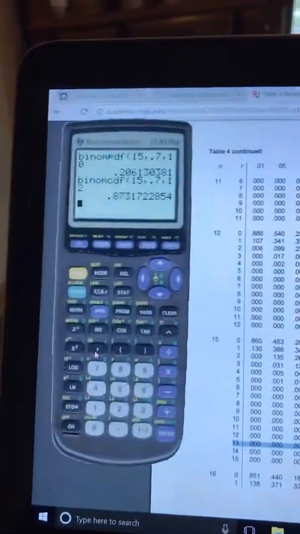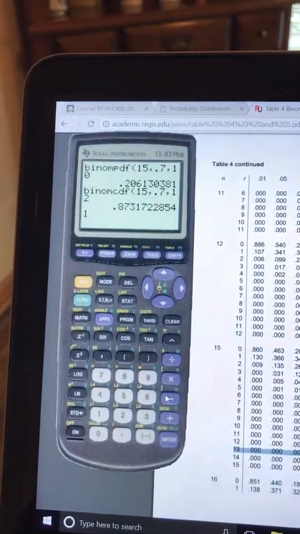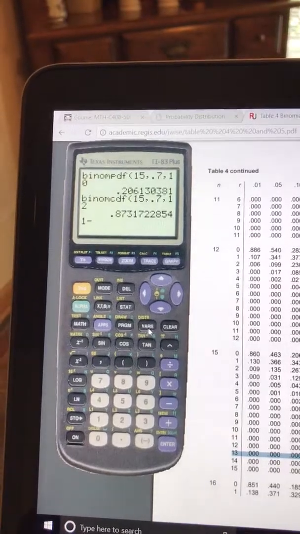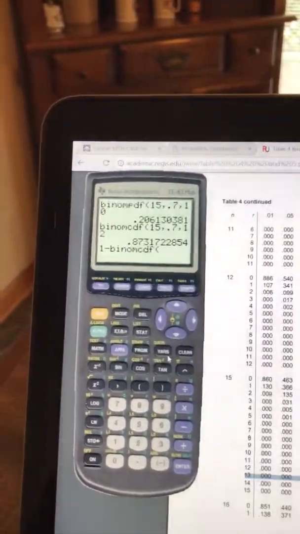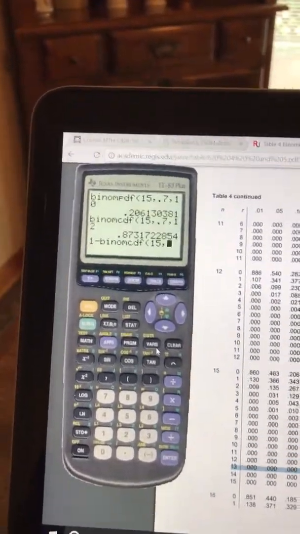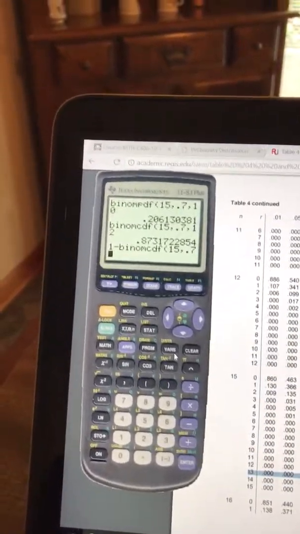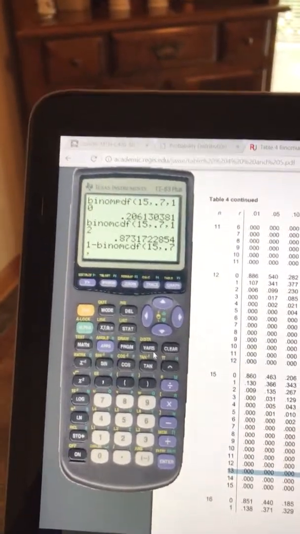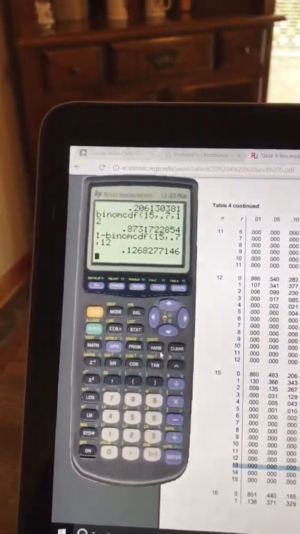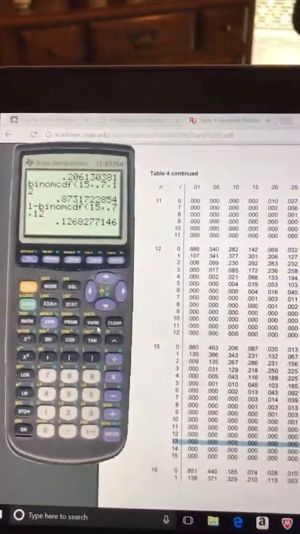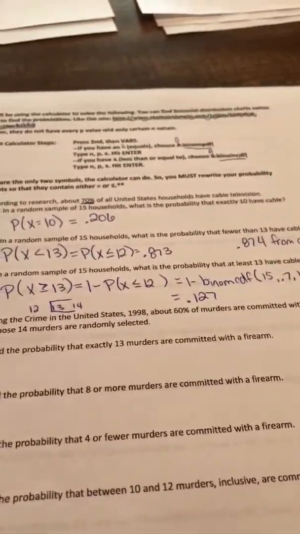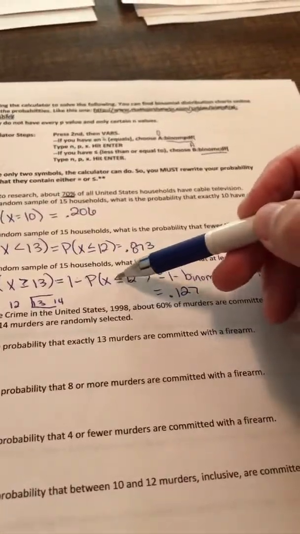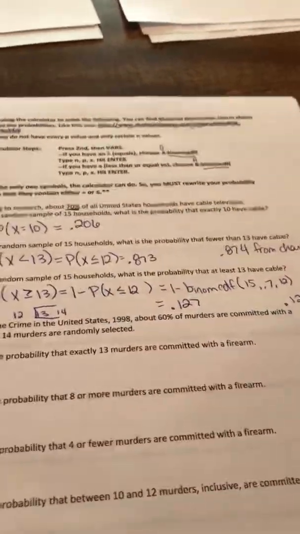On the calculator, you can do 1 minus second vars, binom CDF 15, 0.7, 12. And you get 0.127. So again, the chart's off by 1 decimal, but it's still close enough. You have to remember on the calculator for greater than or equal to, it's always 1 minus, less than or equal to, and go down by 1.